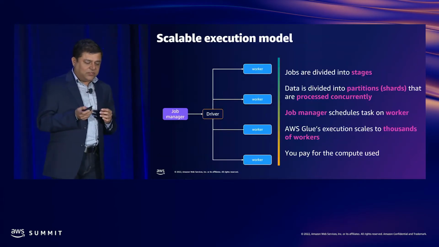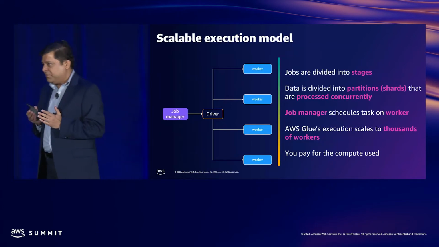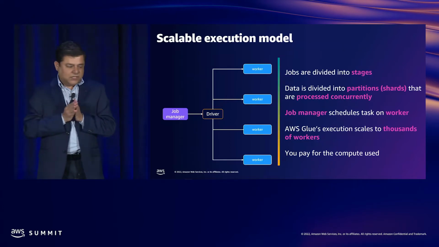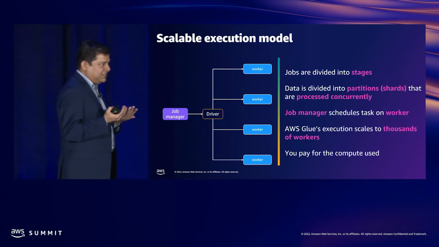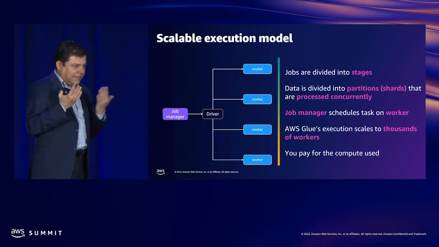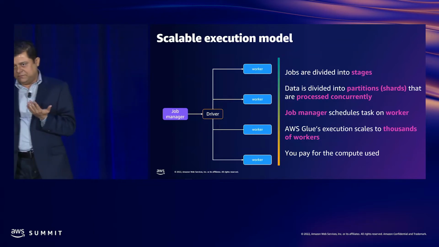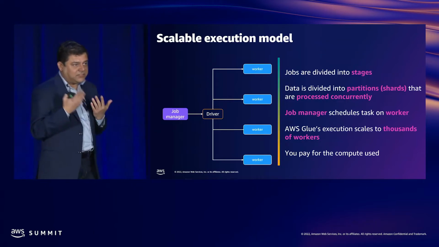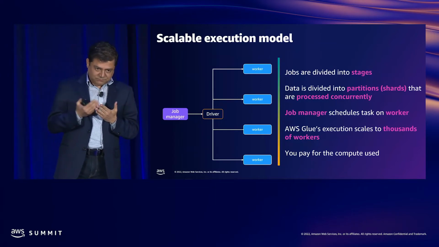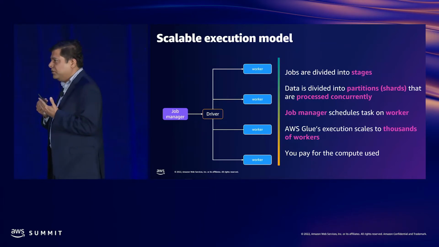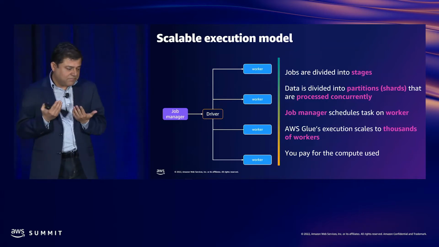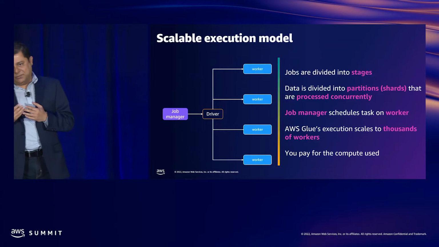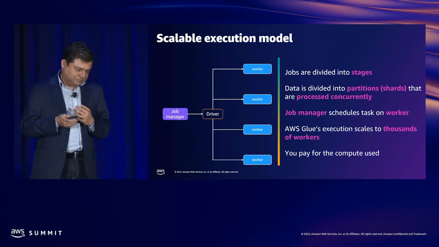So now, let's talk about the execution model, right? When the job is submitted through Job Manager, the job is divided into multiple stages, and data is divided into multiple partitions. And Job Manager basically schedules the tasks on various workers. It automatically figures out which worker is going to execute which task, and it is capable of scaling this up to thousands of workers.